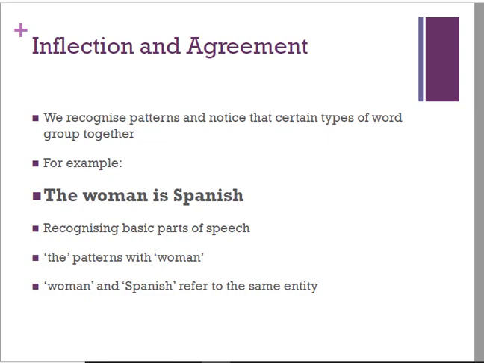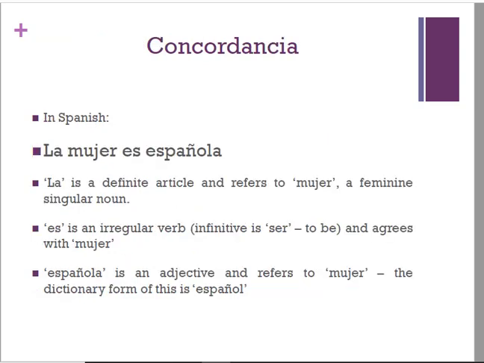Right, so normally inflection and agreement work together to create a group of words. For example, the woman is Spanish. Okay, so woman and Spanish refer to the same entity, to the woman. So in Spanish, we need something called concordancia. In English, we would call it agreement.